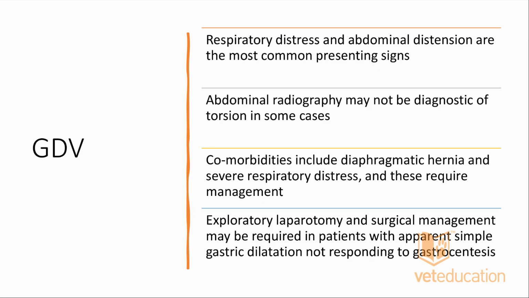They may have underlying respiratory disease that has led to aerophagia and subsequently gastric dilatation and volvulus, or they may have diaphragmatic hernia. Exploratory laparotomy and surgical management may be required in patients with apparent simple gastric dilatation that don't respond to initial gastrocentesis or passing a nasogastric tube.